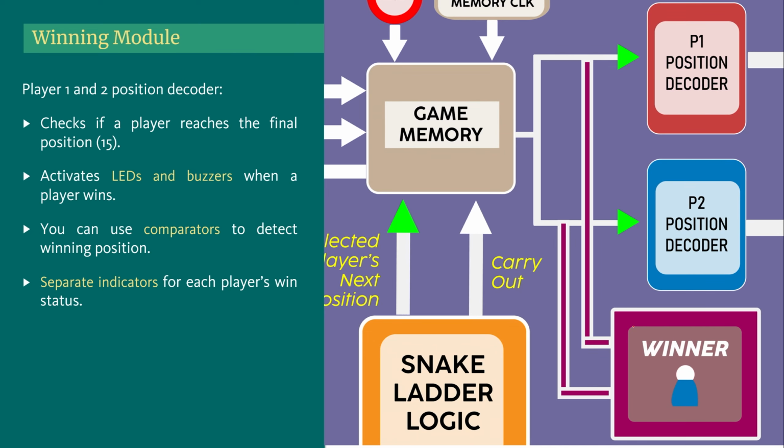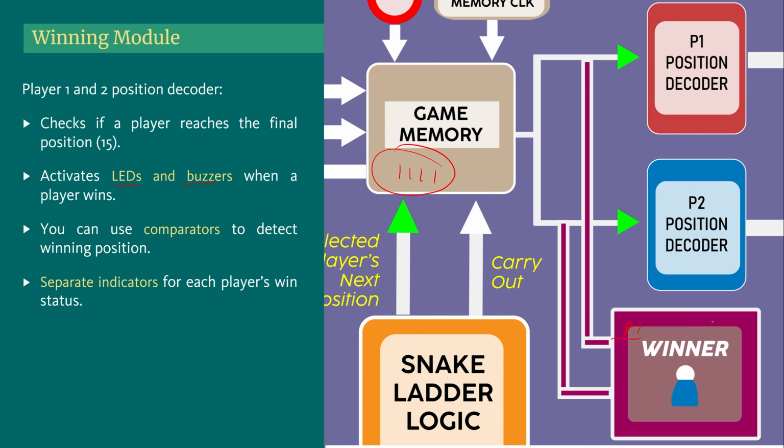Okay, winning module. You have one module that is called a winning module. Let's say when a player reaches the final position, or the last position, say player two has reached this position, that means he has actually won. So you need to light up a corresponding LED and a buzzer to show that player two has won. So this is a winning module.